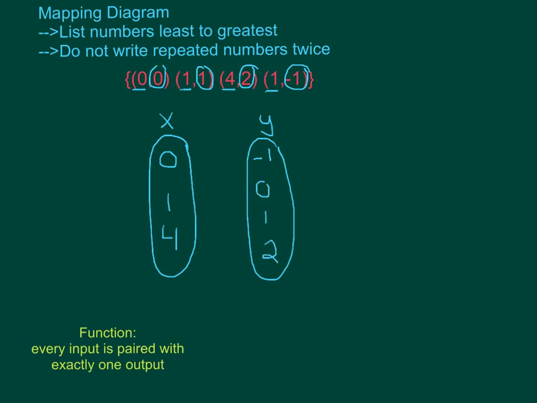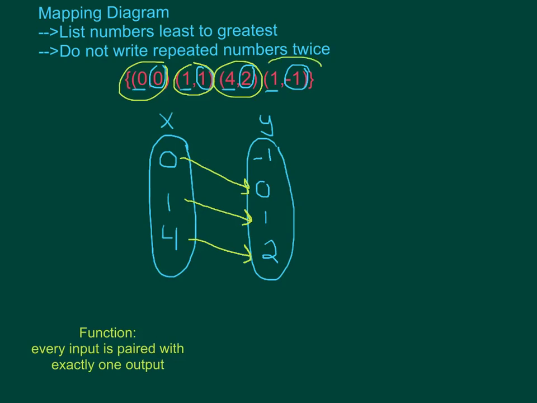And now with arrows, we match them up. So we have the point 0, 0. So 0 matches up with 0. The point 1, 1. So 1 matches up with 1. The point 4, 2.